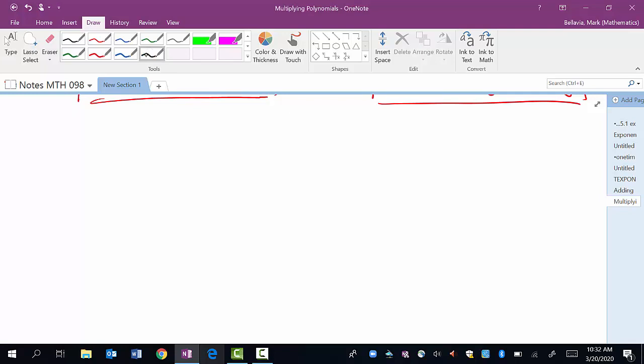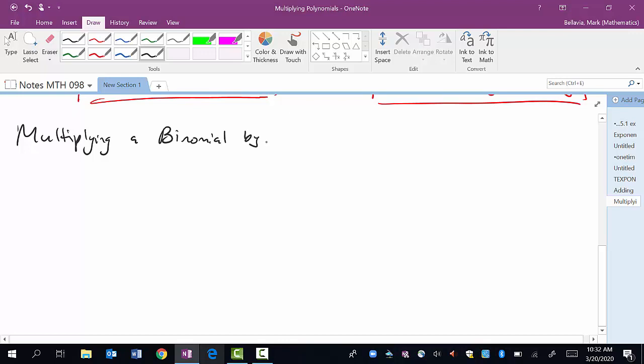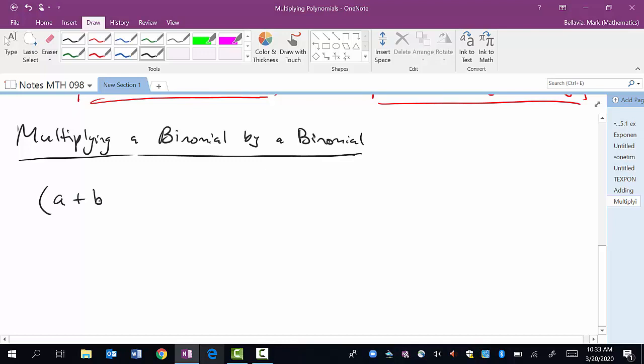Next we'll talk about multiplying a binomial by a binomial. When I say that a binomial is something that has two terms, so I'm really saying multiply something that has two terms. Let's call this one a plus b times something else that has two terms, which I'll call c plus d.